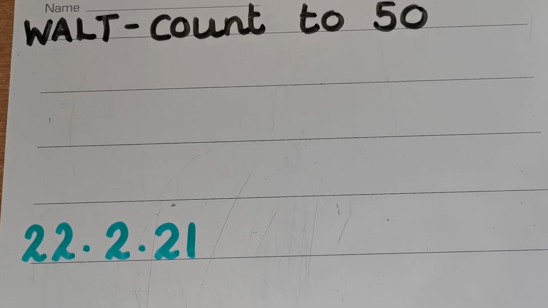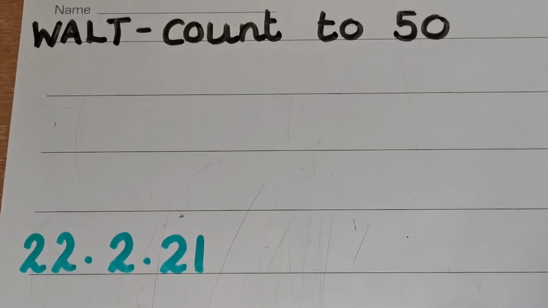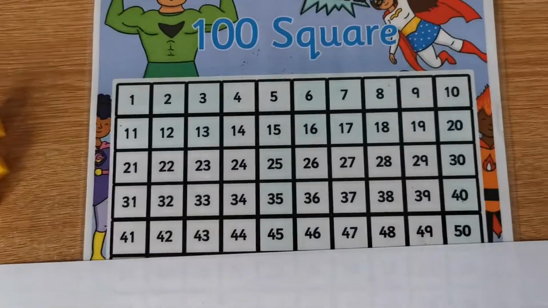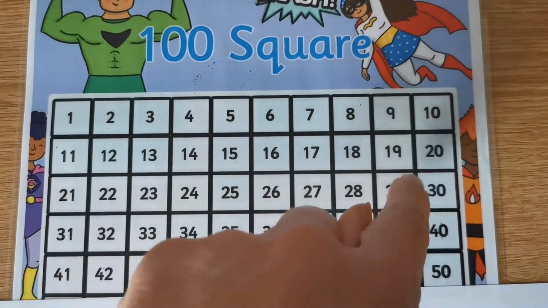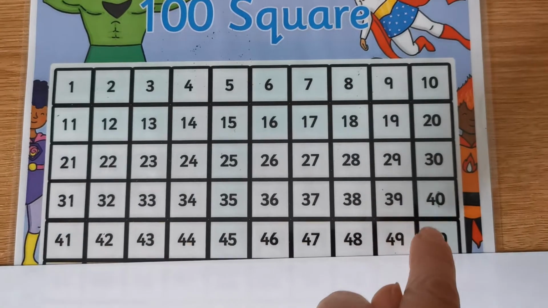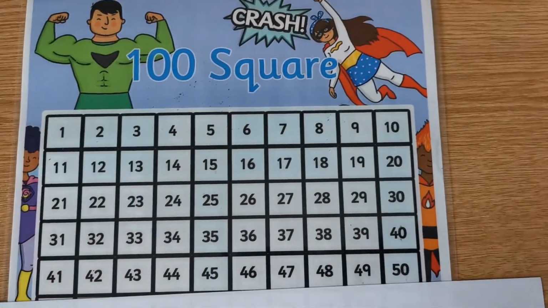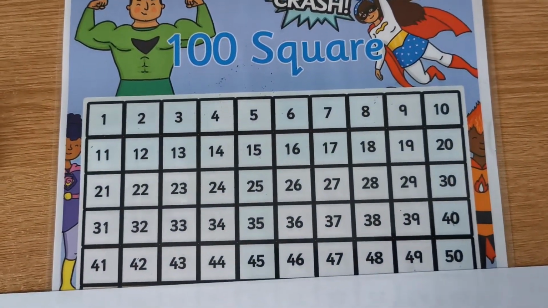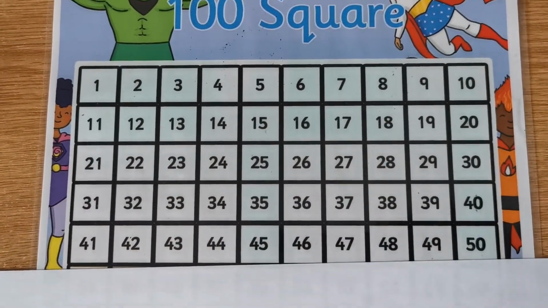And today we are learning to count to 50. Now you might be thinking, oh, I can already count to 50. That's brilliant if you can. But I know that we sometimes have tricky jumps going from one set of 10 to the next. So that's what we're going to practice today. You can see I've got my superhero 100 square here, but I've covered half of it up, so it just goes up to 50 today.